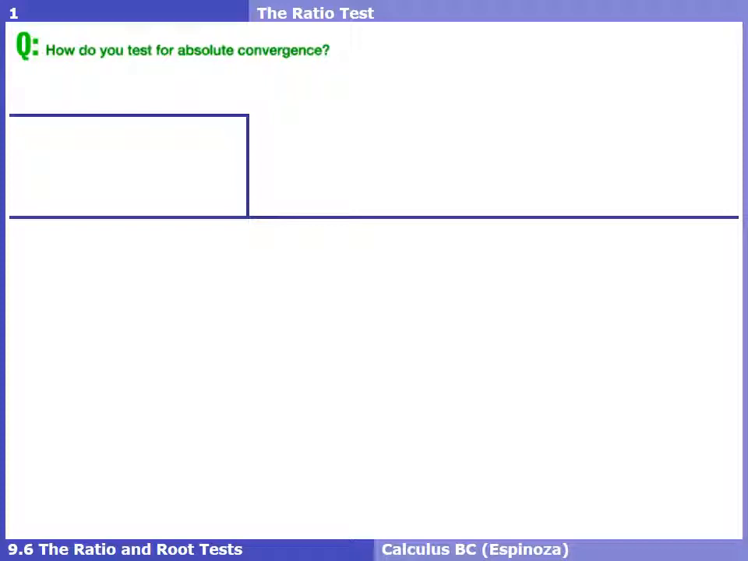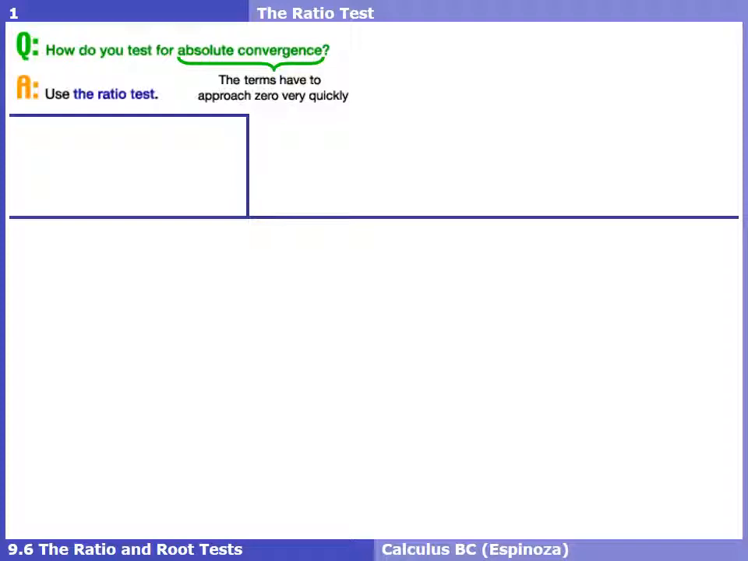But before we jump into what the ratio test is, how do we test for absolute convergence? Well, if you remember from 9.5, we tested for absolute convergence only for an alternating series. But what if we wanted to know if any series was converging absolutely? Well, the first thing we'd have to realize is that the terms would have to be approaching zero very quickly. If you recall that idea of the speed of a series, for something to be converging absolutely, the terms of that series would have to approach zero very quickly.